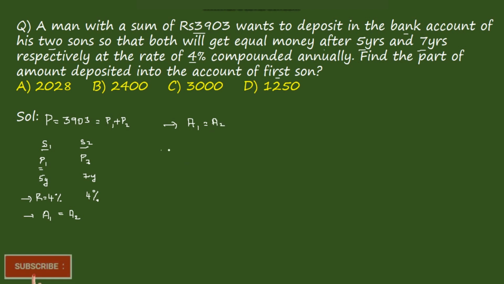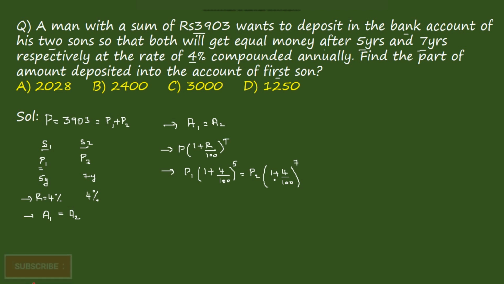It is compound interest, so we can use the formula A = P into (1 + R/100) whole power T. If we consider the first son, the amount is P1 into (1 + 4/100) whole power 5, since the first one is given for 5 years, which is equal to P2 into (1 + 4/100) to the power 7, since the second one is given for 7 years. So here the 5 and 7 differ by 2, right?